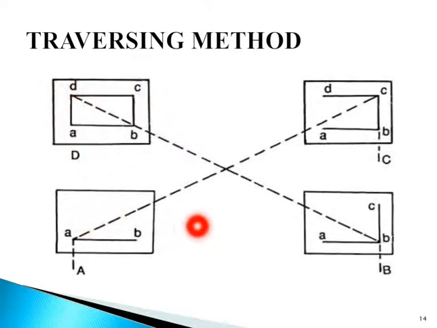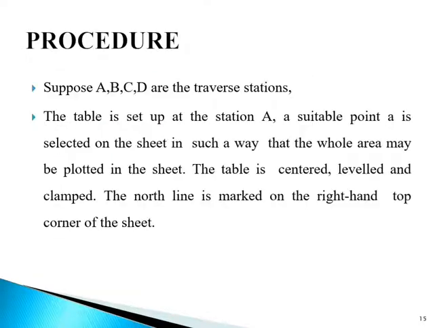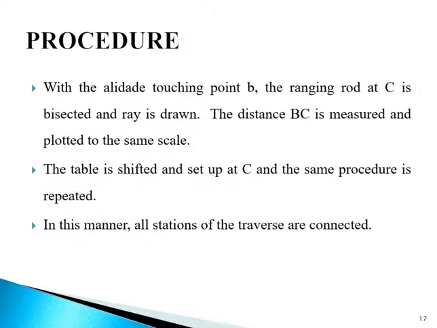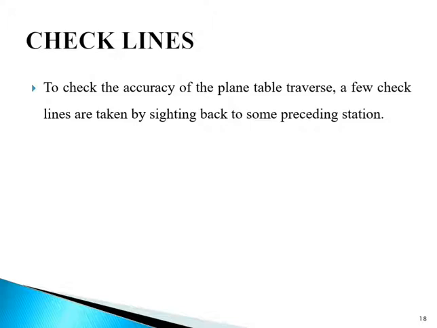Here we can see AB, then AB and BC, then AB, BC, CD, and then the whole traverse AB, BC, CD, and D. So here is the procedure. You can write it. The step by step procedure is written here. So write it down.